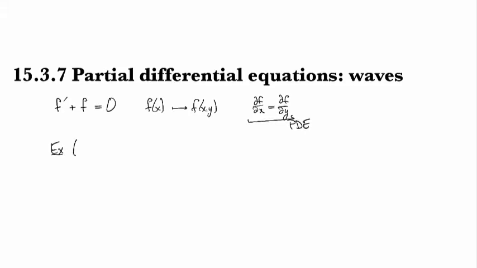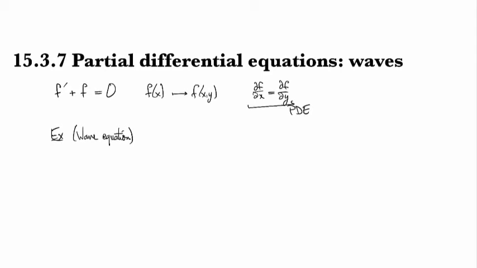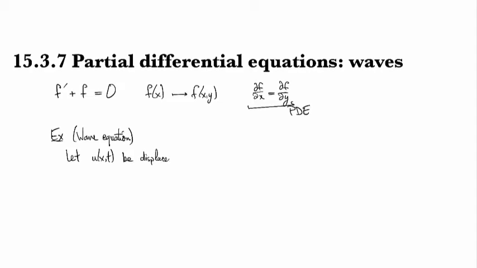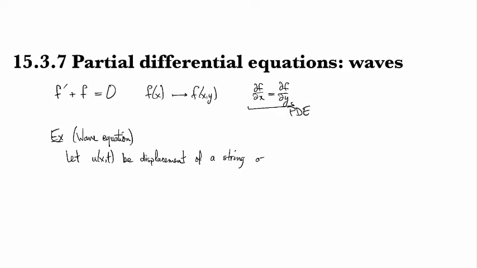The first one is called the wave equation. This is a one-dimensional wave equation, used to model waves traveling through a string. So we will take u as a function of x and t to be the displacement of a string at location x and at time t.